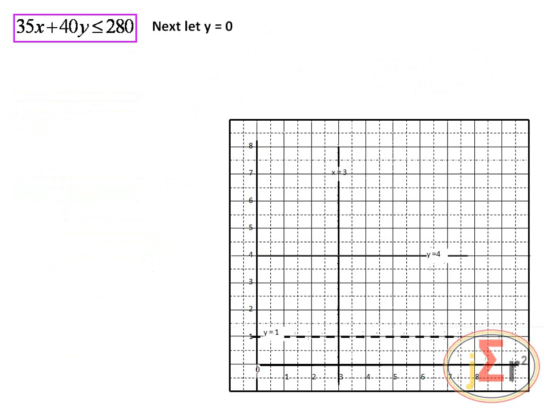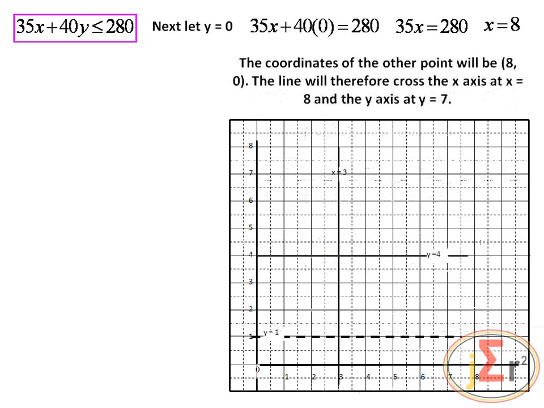Next, let y is equal to 0. What happens? 35x is equal to 280, and when we divide 280 by 35, we get 8. The ordinates of the other point will be 8, 0. The line will therefore cross the x-axis at x is equal to 8, and the y-axis at y is equal to 7. That's our line.